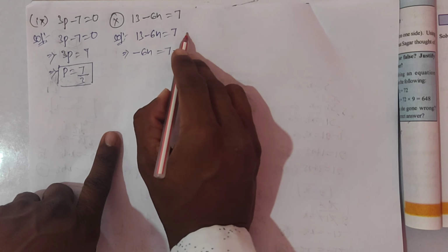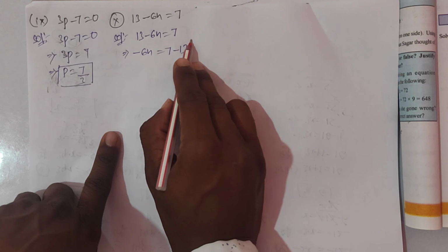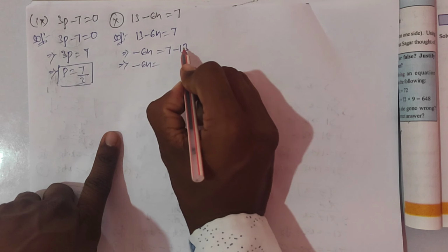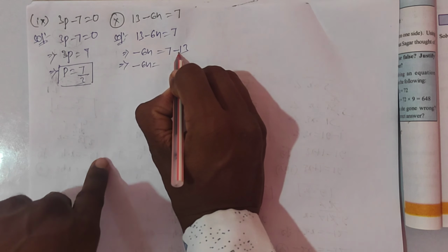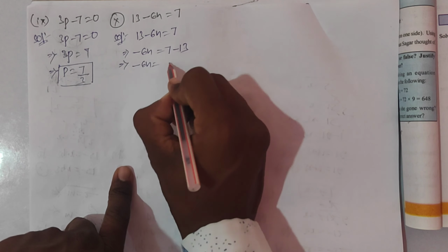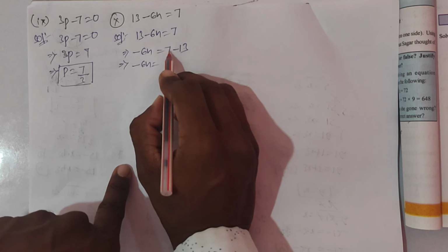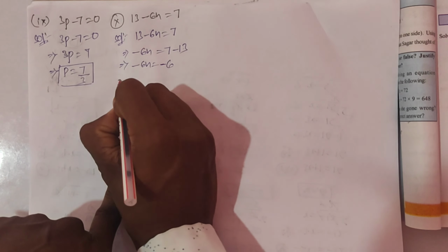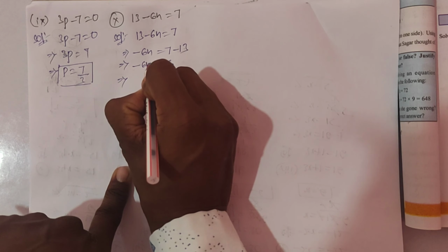Transposing to the RHS, plus 13 becomes minus 13. This implies minus 6n equals 7 minus 13. Alternate signs mean we do subtraction, right? 13 minus 7 is 6. Now compare 7 and 13. Which one is greater? 13, which has the minus symbol. So the answer is minus 6.